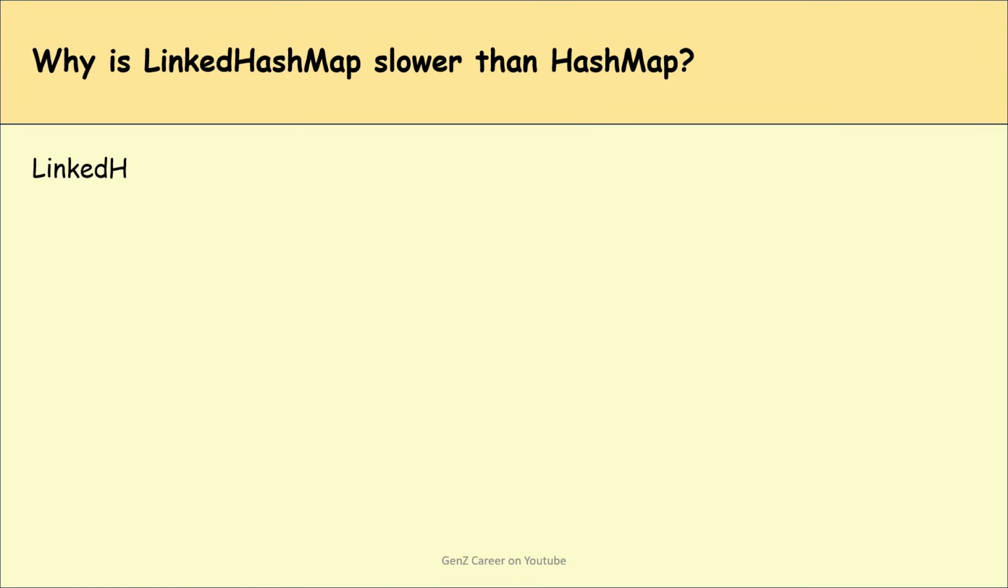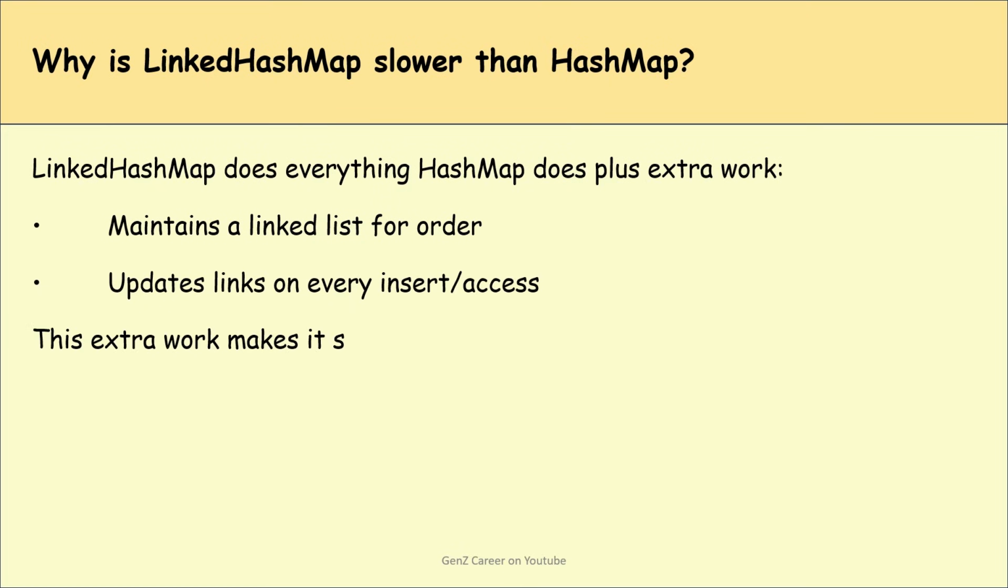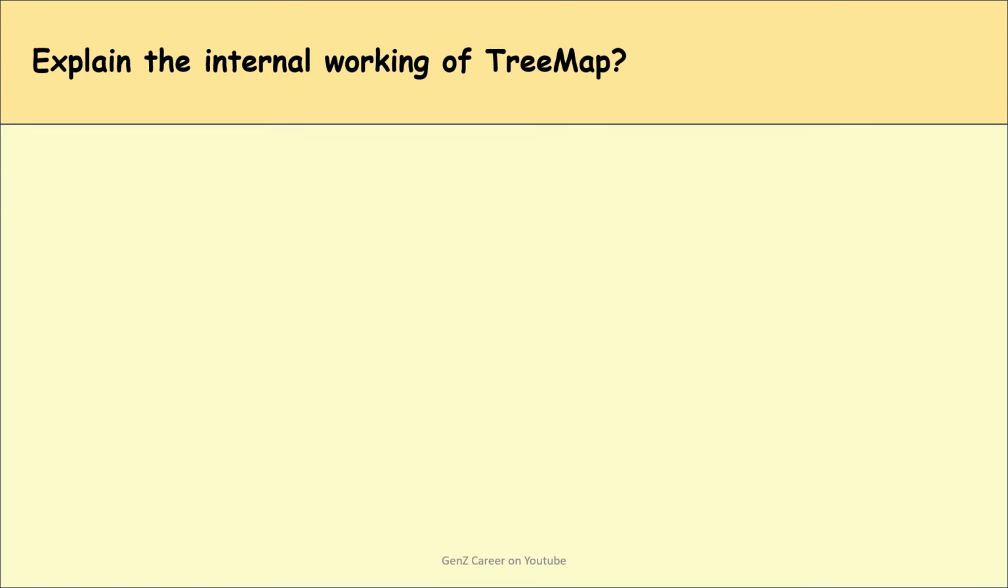LinkedHashMap does everything HashMap does plus extra work, as we know, right? It maintains a linked list for order. It updates the links on every insert and access. This extra work makes it slightly slower than HashMap. Next question is, can you explain the internal working of TreeMap?